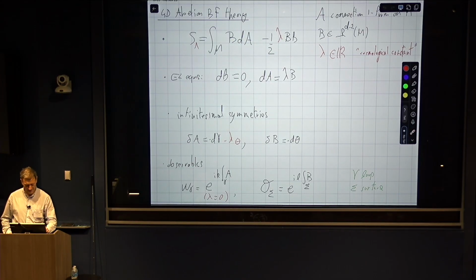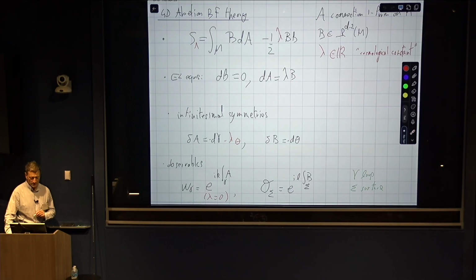Now, there are infinitesimal symmetries. There is a symmetry generated by gamma, which is just the infinitesimal gauge transformation. But then there is another symmetry. For lambda equal to 0, you can shift B by an exact 1-form, and then integrating by parts, this term disappears. If lambda is different from 0, this transformation changes this term, but you can compensate for it by shifting the connection. Okay, so these are the symmetries of abelian BF theory.